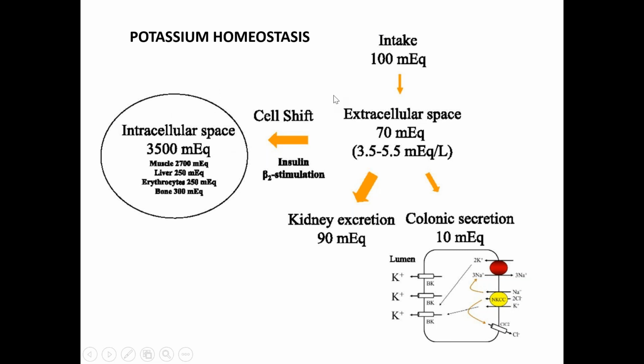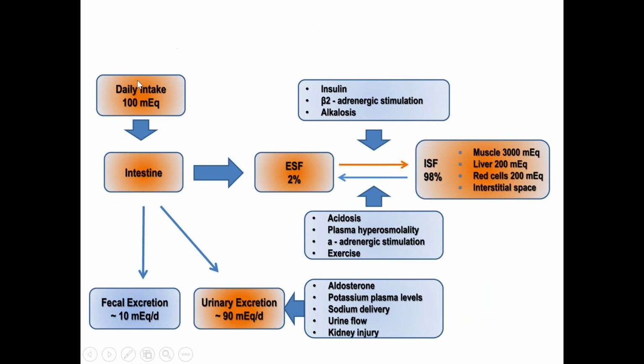Of the amount of potassium that needs to be lost, predominantly the kidney is responsible for the excretion of potassium, and the colon is responsible for only a minimal part of it. So imagine that we are giving 100 milliequivalents. Predominantly, it will get redistributed into the cells, and only 2% will stay in the extracellular fluids.